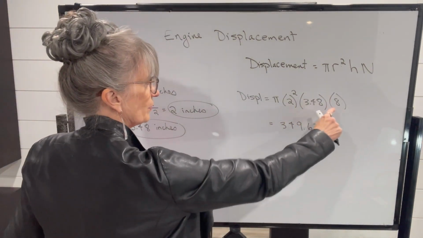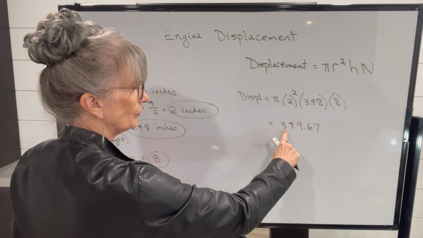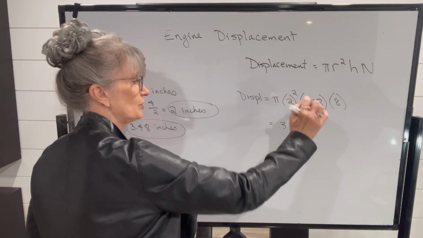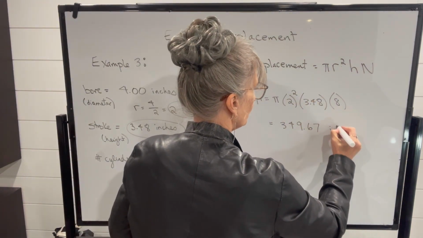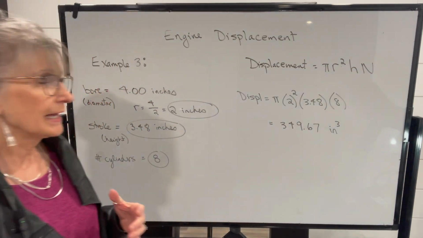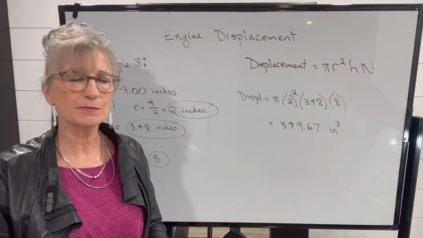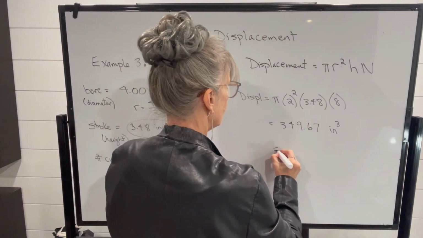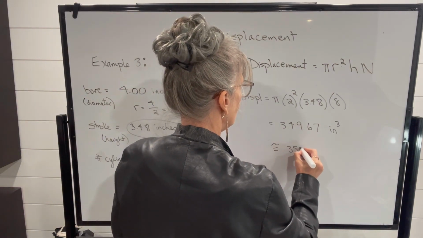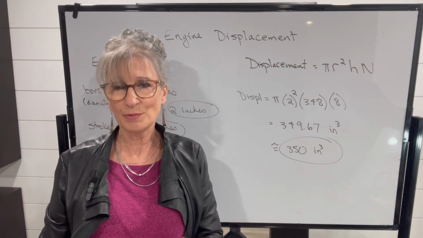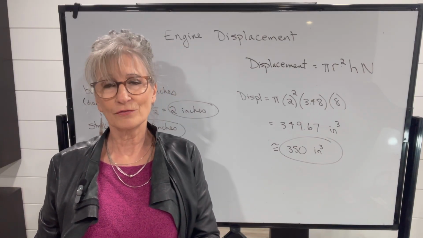When we plug that into our calculator, we get a volume of 349.67. Because our dimensions were in inches, our volume will be in cubic inches. And again, we're not going to keep it that exact when we're talking about engine displacement. We would round that off and say that that would be a 350 cubic inch engine. In summary, when you're finding engine displacement, you're basically finding the volume of all of the cylinders in that engine.